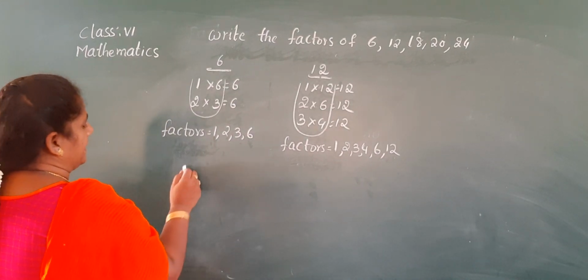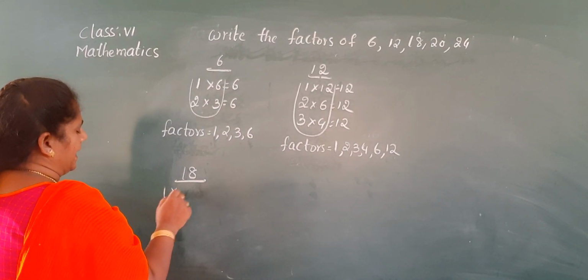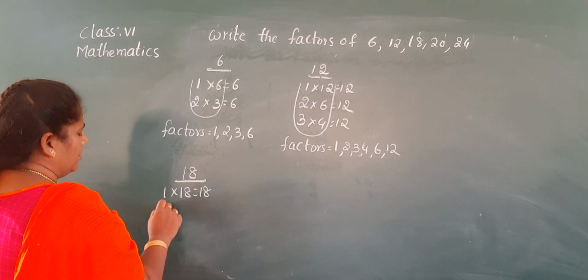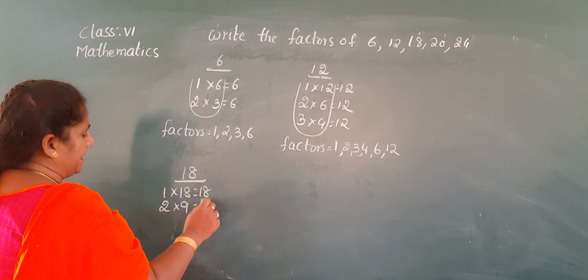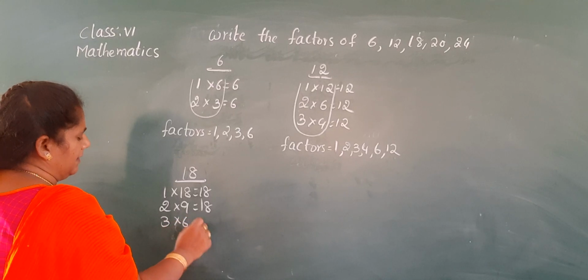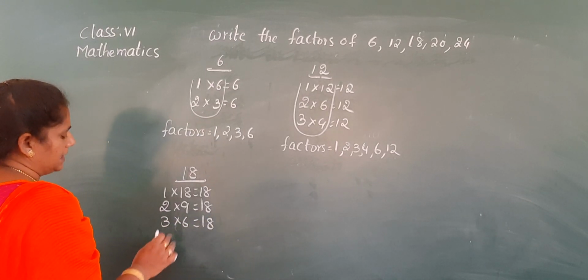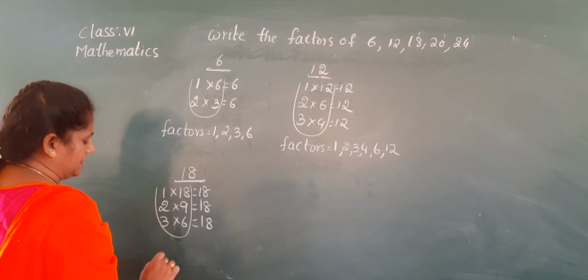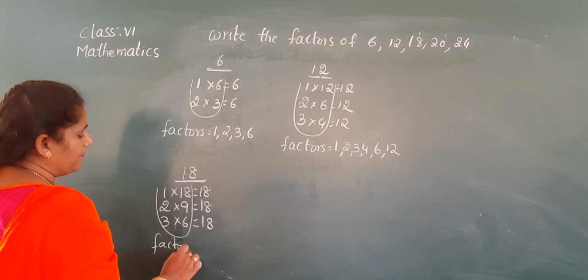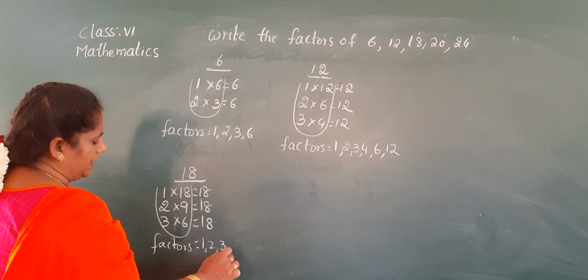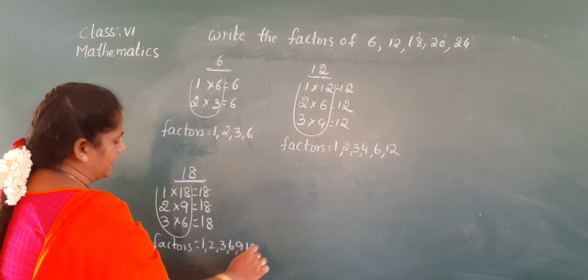And next one, 18. 1 18s are 18. 2 9s are 18. 3 6s are 18. And 4 not there, 5 not came, 6 already came, so you stop and write. So factors are 1, 2, 3, 6, 9, 18.